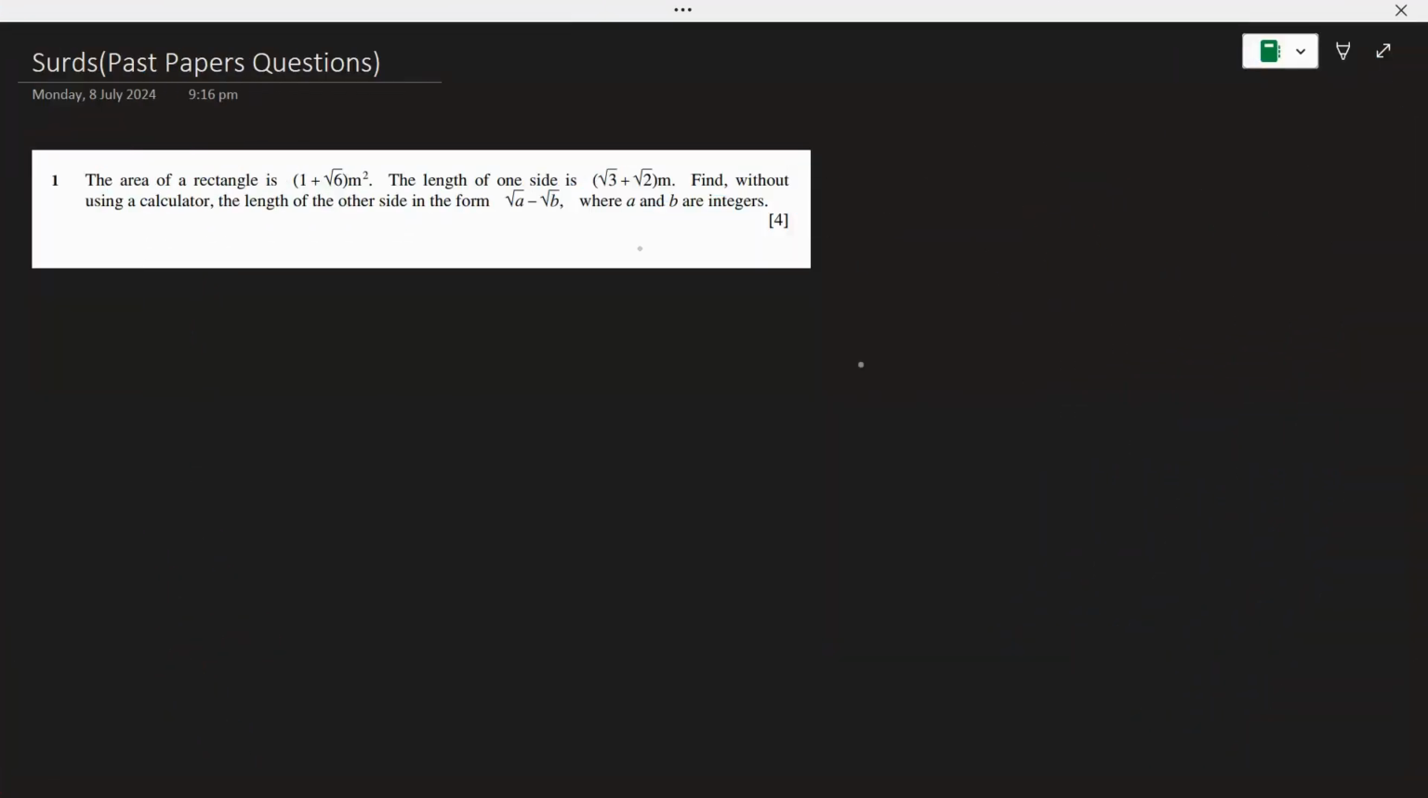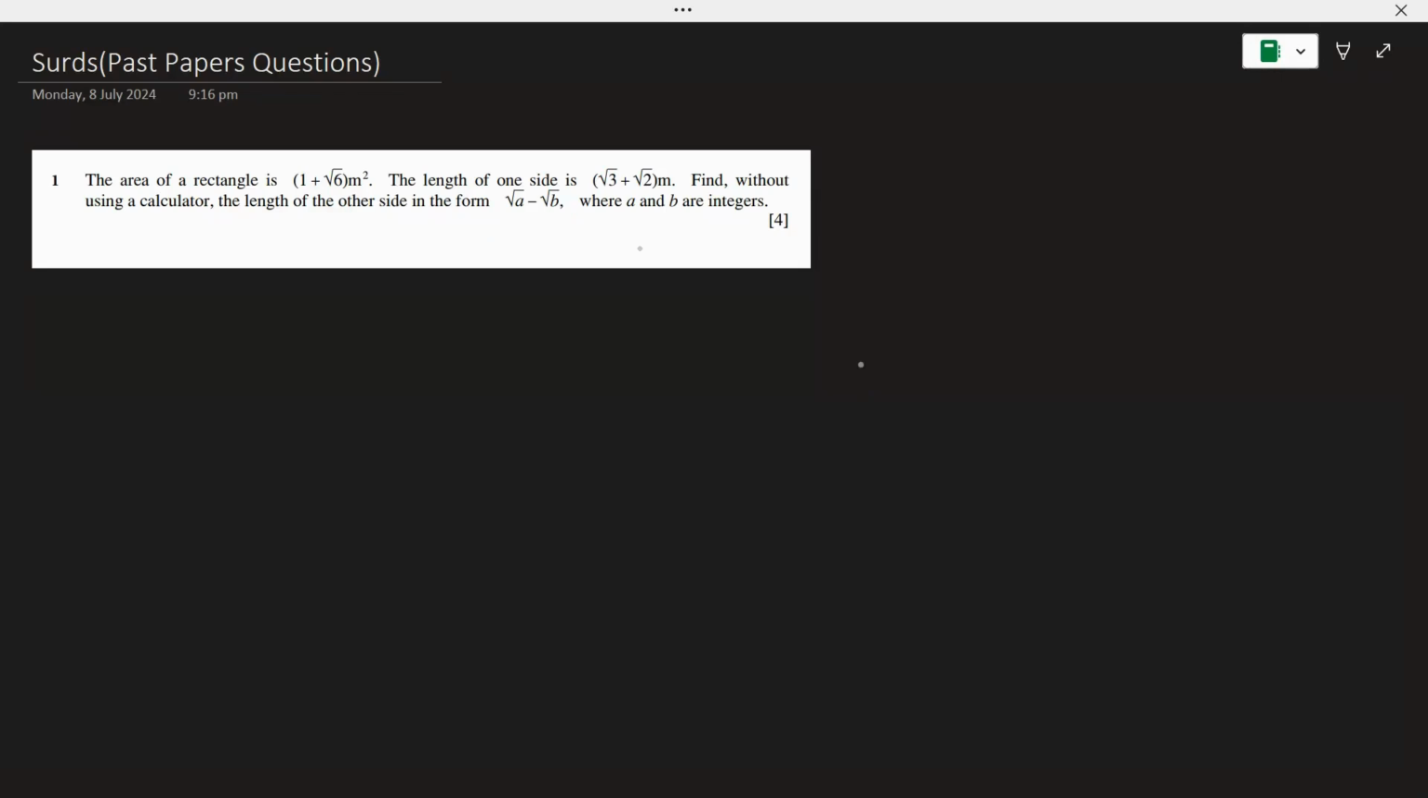Now, in today's video, you will learn to solve questions from past papers. So the first question is: the area of a rectangle is given, which is 1 plus under root 6 meters squared. The length of one of the sides is given, and you have to find the length of the other side. And you have to give your answer in the form under root A minus under root B.